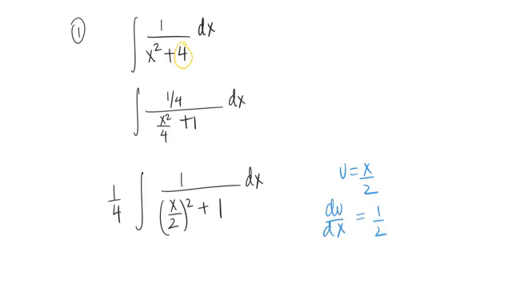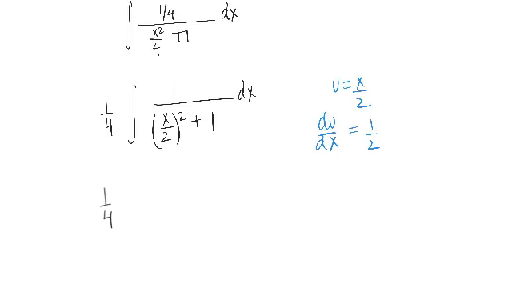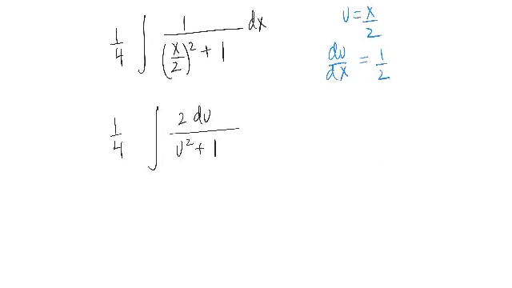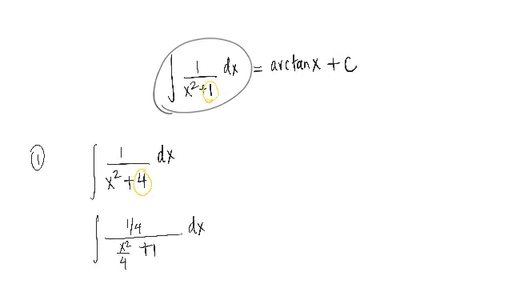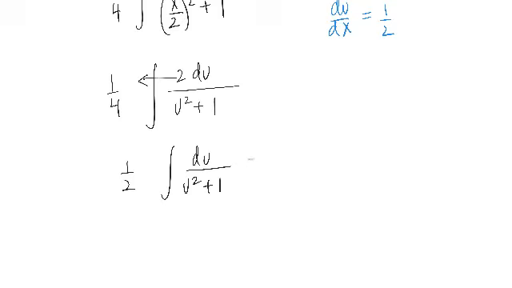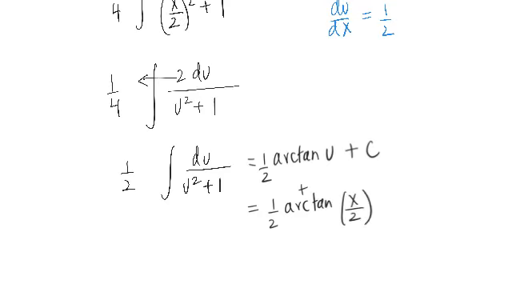So dx is 2 du, and I can go back in here and say this is 1/4 times 2 du over u squared plus 1. And so the 2 comes out, and I'll have 1/2 out front, and then I have an integral that looks exactly like my arctan integral up here, right? So this looks exactly like this, and so the integral of this is going to be equal to 1/2 out front, arctan u plus c, and arctan u is arctan or tangent inverse, right? This could be written as tangent inverse of x over 2, okay?